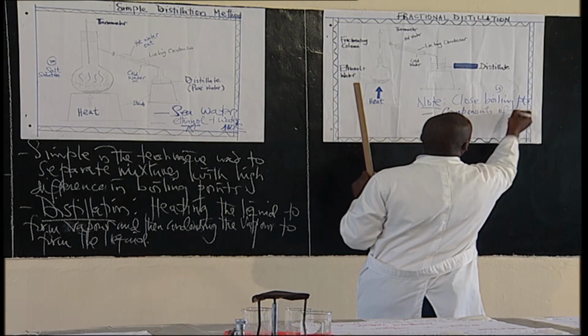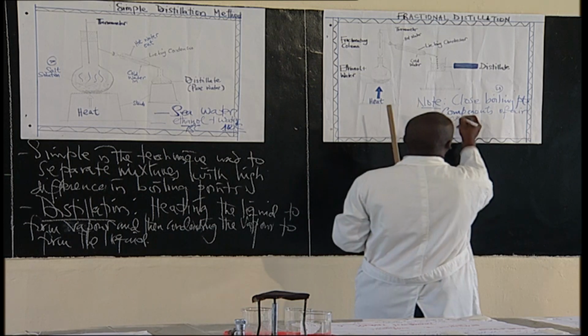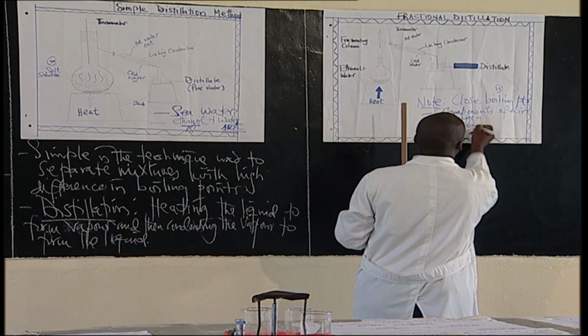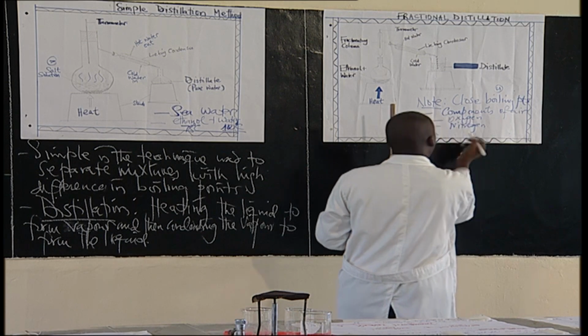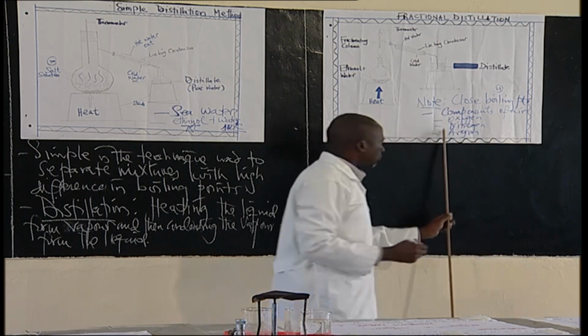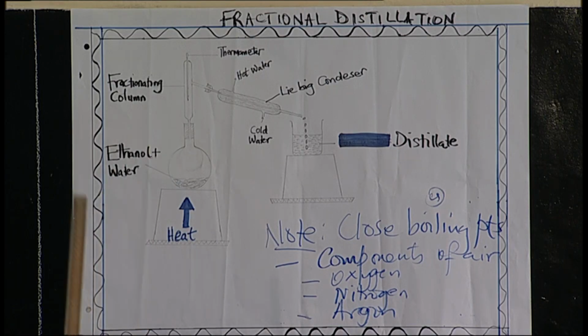Like components of air, where you have oxygen, nitrogen, and argon. These are substances that have very close boiling points. So this method is best suited to substances with close boiling points.